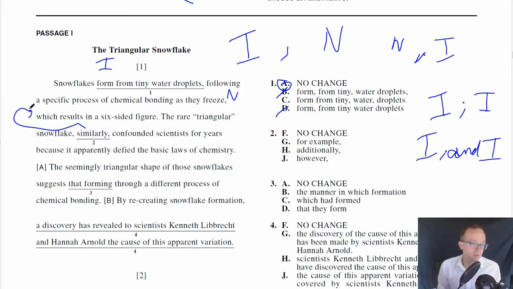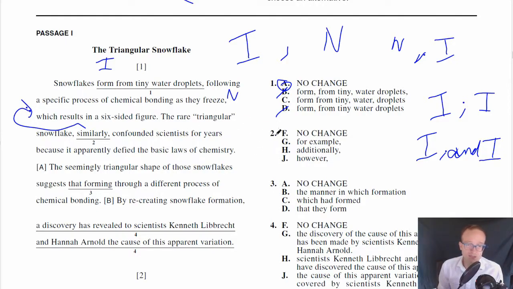It's referring to this process where there's this specific chemical binding thing, and then they freeze and they make a 6-sided figure. And then there's this triangular snowflake, which confounds scientists. So the first process sounds like something that's well understood. The second process sounds like something that is kind of baffling or confusing. So we want something that highlights that sort of tension.